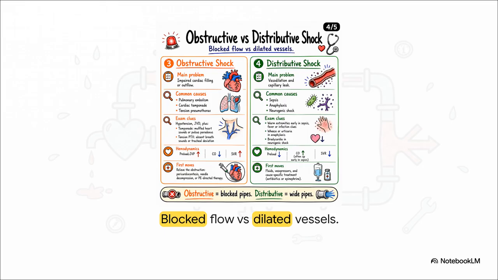Now flip over to distributive shock. The problem is massive vasodilation and capillary leak, mostly from sepsis or anaphylaxis. The exam clues are really unique here. You'll feel warm extremities early on, maybe they have a fever if they're septic, or wheezing and hives if it's anaphylaxis. The hemodynamics are going to show that massive drop in SVR. So your first move is giving fluids to fill those newly widened pipes, pushing vasopressors to literally squeeze them shut, and of course, fixing the underlying root cause with antibiotics or epinephrine.